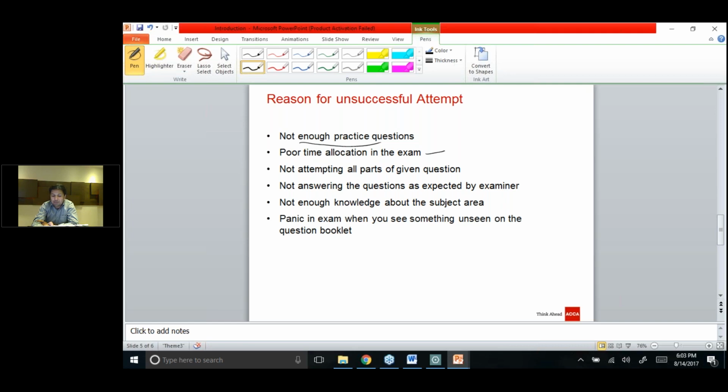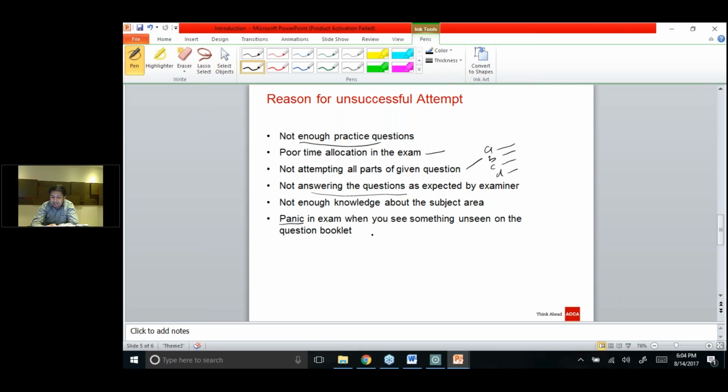Not attempting all parts of a given question. Let's say a question has 4 parts, A, B, C and D. Every part of each question is very important. So if you do not attempt all parts, you don't have a full chance to pass the exam. Not answering the question as expected by the examiner. If the examiner has asked something and you are answering something else, obviously that will not be enough to get successful marks in the exam. Not enough knowledge about the subject area. You have prepared only a few areas, not all the areas, so it will be difficult for you to get through the exam.